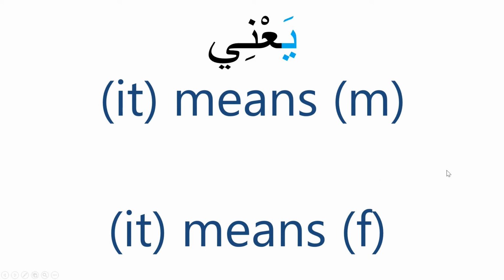If you wanted to say something means, like, "ma yani", what does it mean? Ma yani. If it is masculine, you would say yani. If it is feminine, you would say tani. This is like a verb to say what does a word mean? And we're going to get into the vocabulary of words and sentences in this lesson. So yani means it is masculine, and tani means it is feminine.